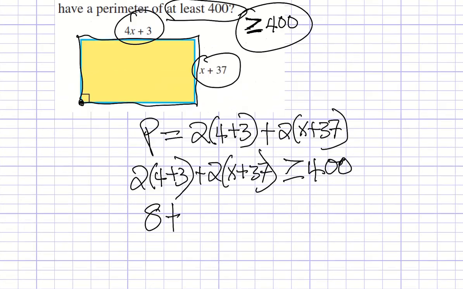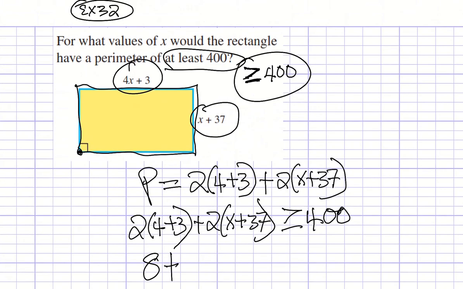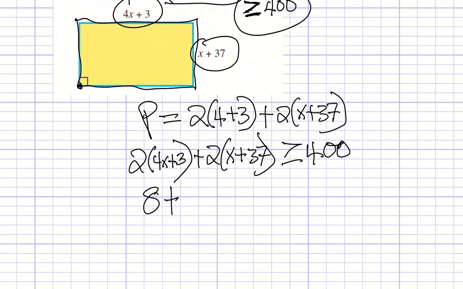Did I miss something? I think I made a mistake. I'm sorry, 4x. I thought I missed something. Sorry about that. I didn't put 4x, man. See, you have to be careful. I'm glad I caught that in time. Okay, x plus 37. So that would basically be 8x. I thought something was missing, because you can't write it the way I wrote it.